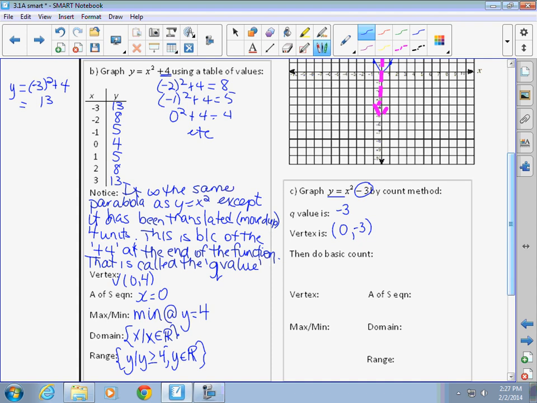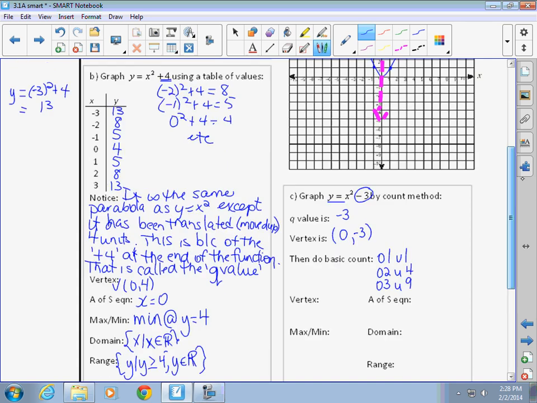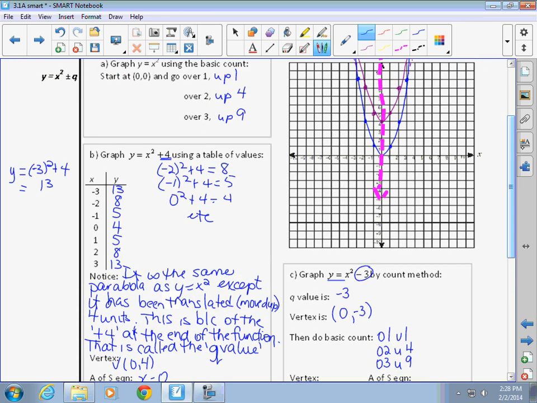So if I do my basic count again, it's going to be over 1, up 1, over 2, up 4, over 3, up 9. So from my vertex, I'm going to do that same count, over 1, up 1, over 2, up 4, over 3, up 9. And again, I do that in both directions, in the left and the right. So I'll do this one in red. My vertex is now at 0 and negative 3. So 1, 2, 3, that's right there.